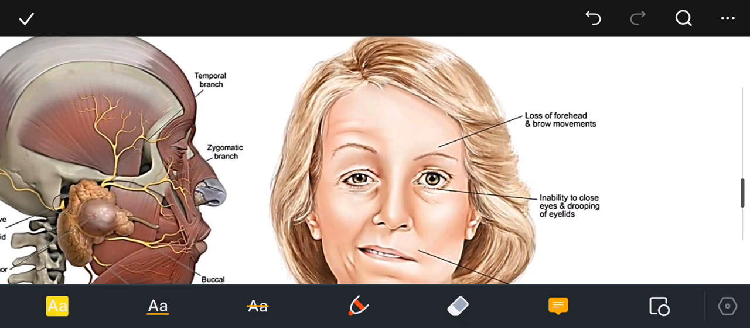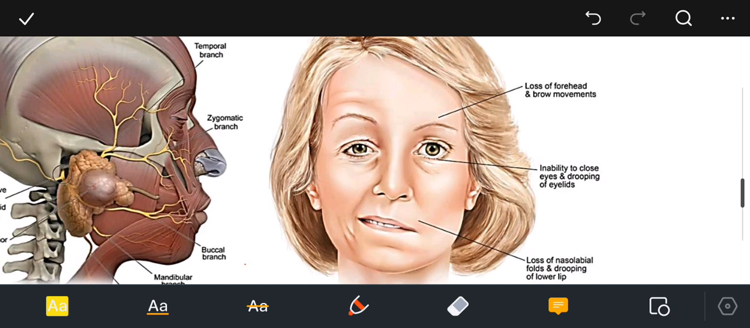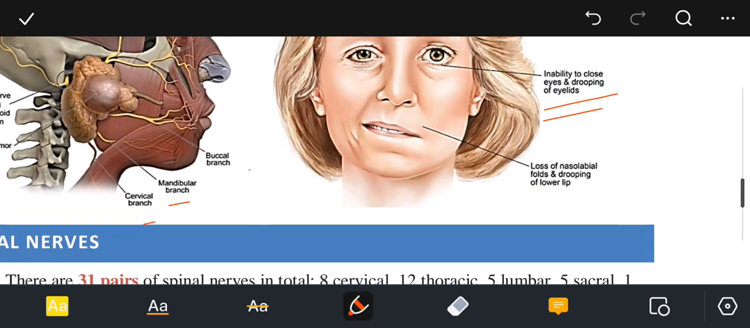So here you can see that whenever there is facial nerve palsy, there will be loss of forehead and eyebrow movements, inability to close the eyes and drooping of the eyelids, and there will be loss of the nasolabial folds and drooping of the lower lip.